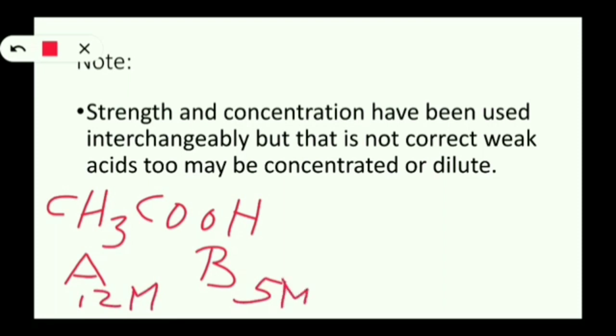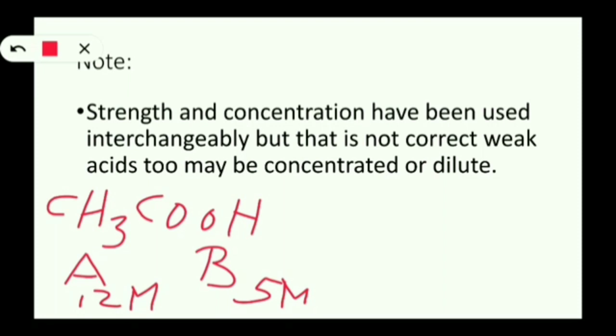And what is this molar? Molar is the unit to calculate concentration of the acid or base. Molar is nothing but moles per liter. It is basically a unit to express concentration. Now the first one is a concentrated solution of acetic acid as compared to the second one, which is 5 molar, a dilute solution. But both are weak acids. They will not completely dissociate into corresponding ions when dissolved in water.